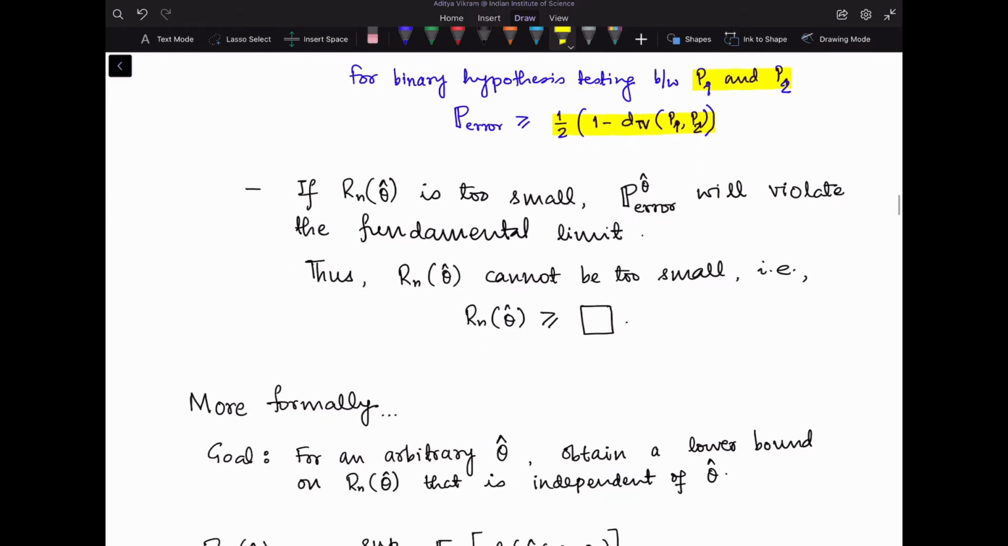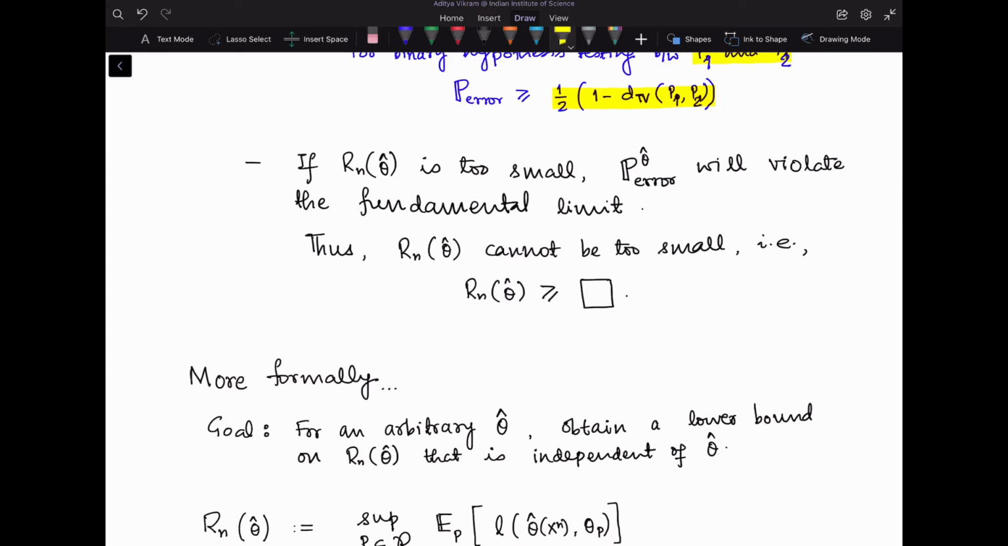So now if your worst case risk Rn theta hat is too small, the probability of error you get when you use your estimator to solve this hypothesis testing problem will violate the fundamental limit, right? So Rn theta hat cannot be very small because it has to obey this fundamental limit. And so this gives a lower bound on Rn theta hat: it cannot be too small, otherwise you'll violate this fundamental limit. Because of this fundamental limit, this lower bound would be independent of theta hat.